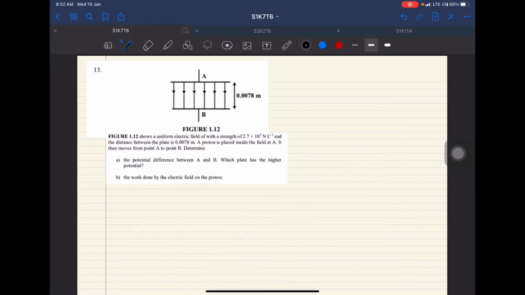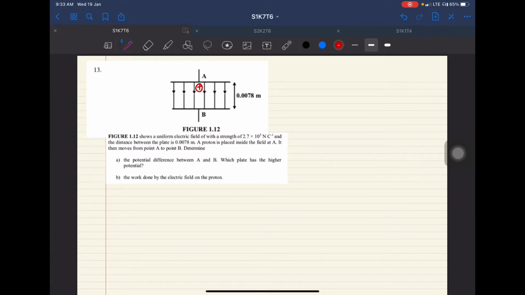Okay, so in this video we discuss question 13 and 14. Question 13, figure 1.12 shows a uniform electric field with a strength of 2.7 times 10 to the power 5 Newton per coulomb, and the distance between the plates is 0.0078 meter. A proton is placed inside the field at A. Proton is positive. It then moves from point A to point B.